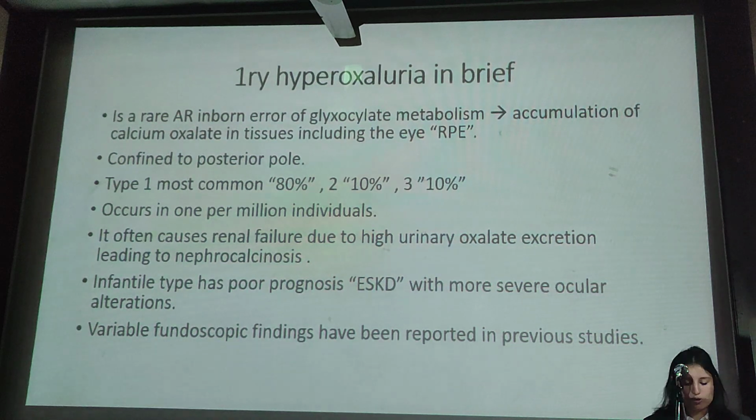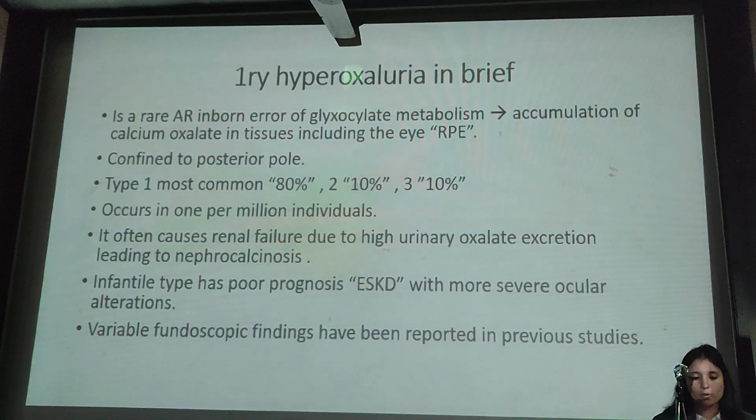So what is primary hyperoxaluria in brief? It's a rare autosomal recessive inborn error of metabolism where there is accumulation of calcium oxalates in the tissues, including the eye. It can also be deposited in the myocardium. Due to the excess, the kidneys cannot excrete it well, and it has 3 types. Type 1 is the most common type. It accounts for about 80% of the cases, and type 2 accounts for 10%, while type 3 accounts for only 10% of the other cases.